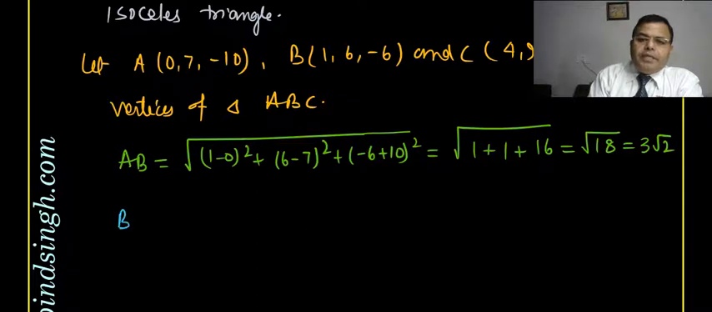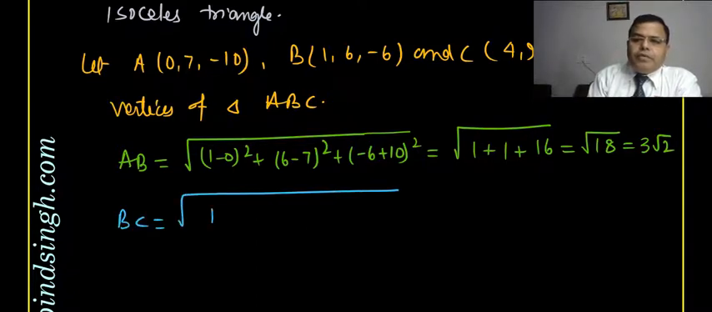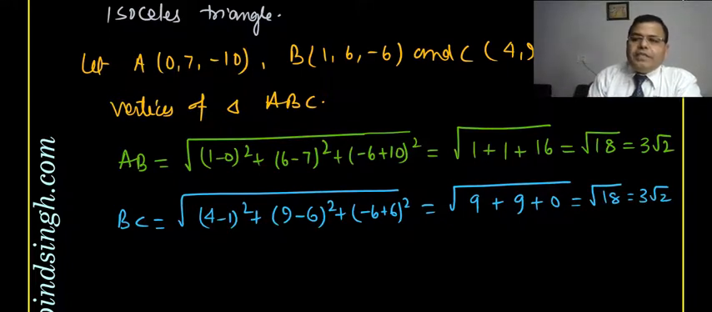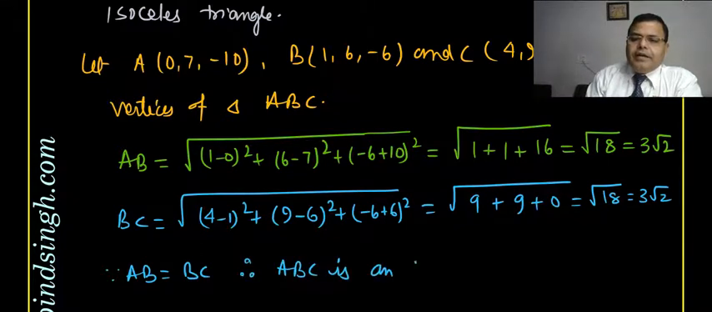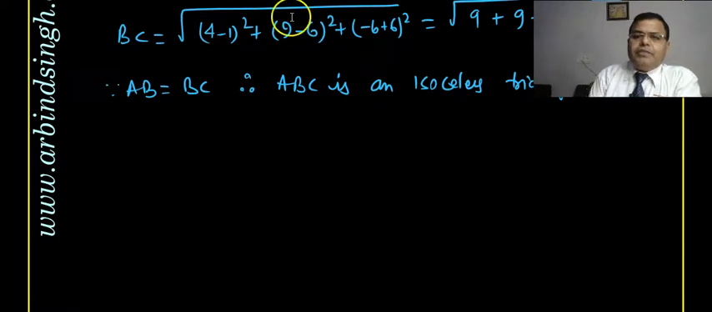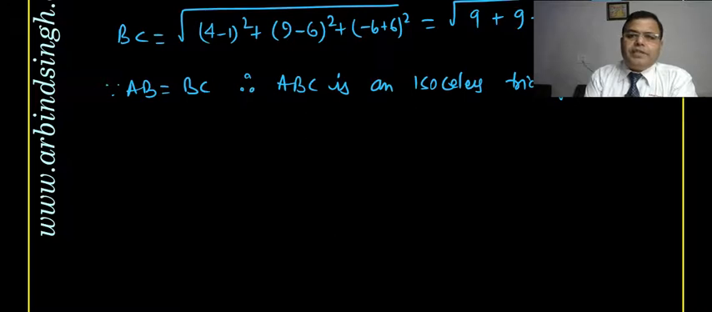Now we can calculate BC. BC is the square root of (4 - 1) squared plus (9 - 6) squared plus (-6 + 6) squared, which is 9 plus 9 plus 0. So root 18, that is 3 root 2. Since AB is equal to BC, two sides are equal, and therefore ABC is an isosceles triangle. No need to calculate AC. Even if you want to, you can, but here you only have to prove isosceles, so if any two sides are equal, it must be an isosceles triangle. I hope you got it.